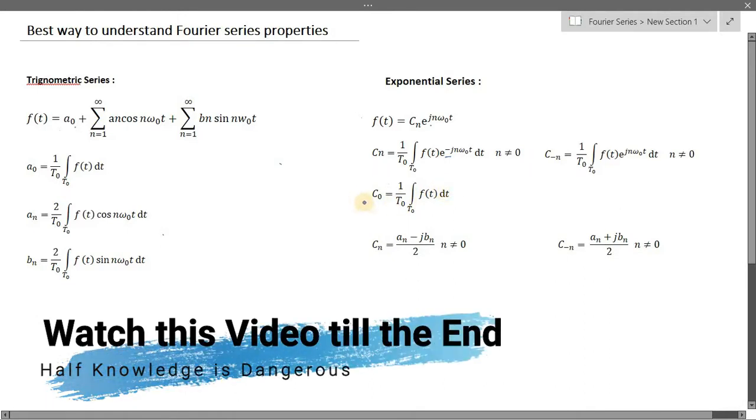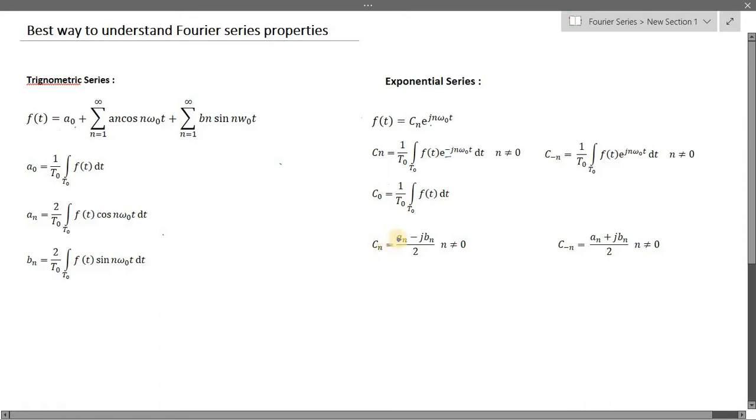Okay, if you want to see this c of n in terms of an and bn, then c of n is equal to an minus jbn by 2, which is for n not equal to 0. Okay, for n equals 0, your c0 is basically nothing but your a0. For f of t, the Fourier coefficient is c of n, and similarly for f of minus t, the Fourier coefficient will be c of minus n.